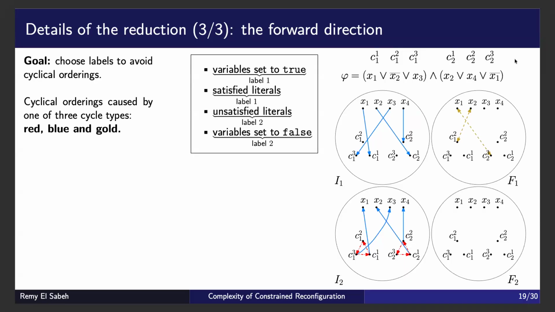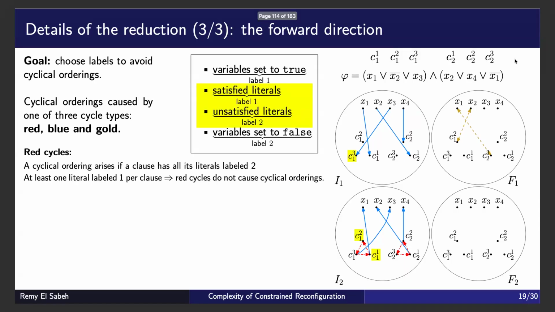So the solution that we propose is what we're looking at here. We'll include the variables set to true first, and we'll label these 1, followed by the satisfied literals, followed by the unsatisfied literals, and at the end we'll have the variables set to false that are labeled 2. We'll narrow down on what's interesting about this solution as we look at the cycles that might cause cyclical orderings, which we're trying to avoid.